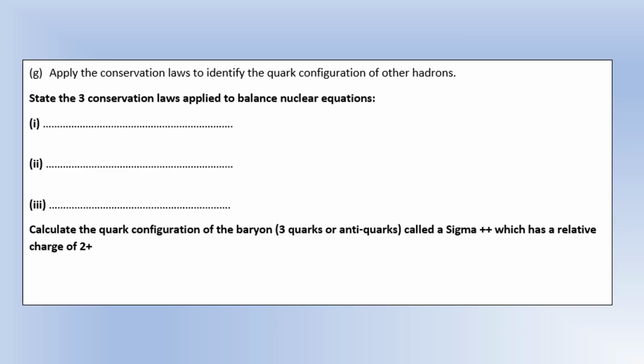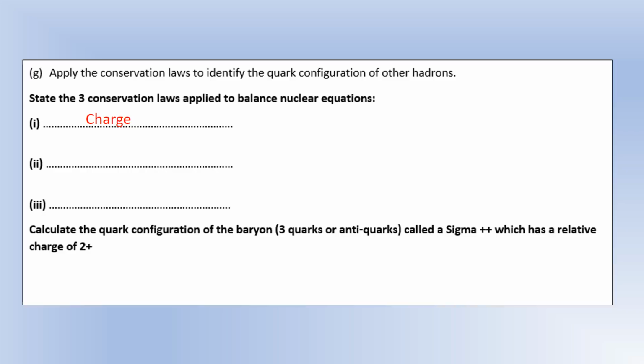Okay, so when we're building decay equations, what we've noticed is there are 3 rules that all nuclear equations have to obey. So the first one is something you'll have applied a lot of the time with electricity and other things. Charge has to be conserved in nuclear decay equations.